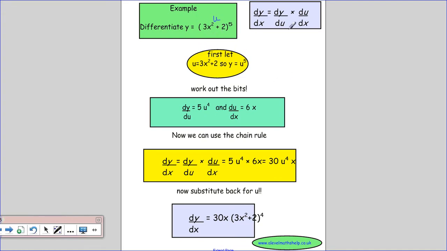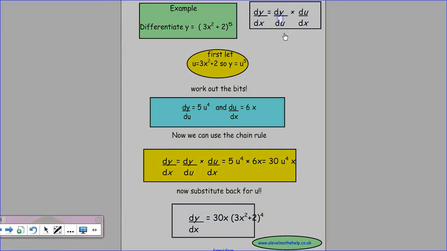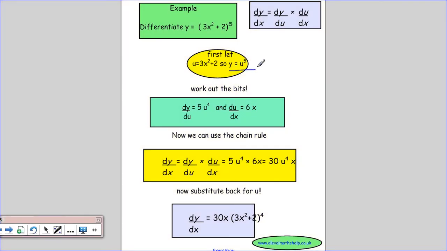We work out the bits, so we want dy by du, so we have a look which one's got y and u in, that's that one. Using the rule for differentiation, we multiply by the power, and we take 1 from the power of 5, take away 1 gives me my 4.